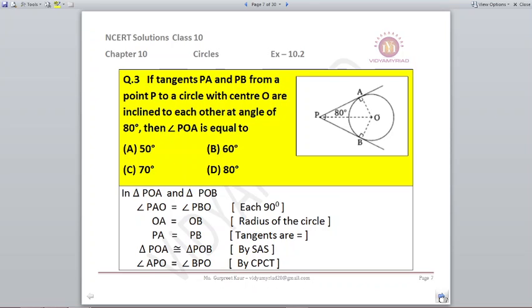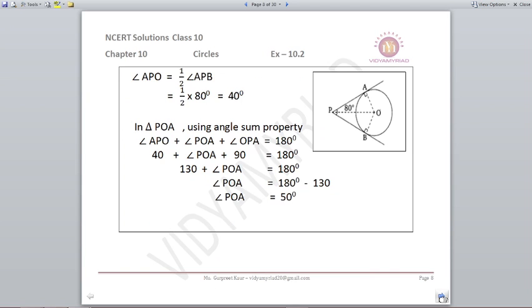So with this, first of all we will make two triangles congruent, POA and POB. From this we know that angle PAO and angle PBO will be 90 degrees because tangents are perpendicular to the radius. OA is equal to OB, they are the radius of the circle. PA and PB are equal tangents. So the triangles are congruent. By CPCT we can say that angle APO will be equal to angle BPO. Now the total angle is 80 degrees. So what will be the equal angles? They will be 40 degrees.